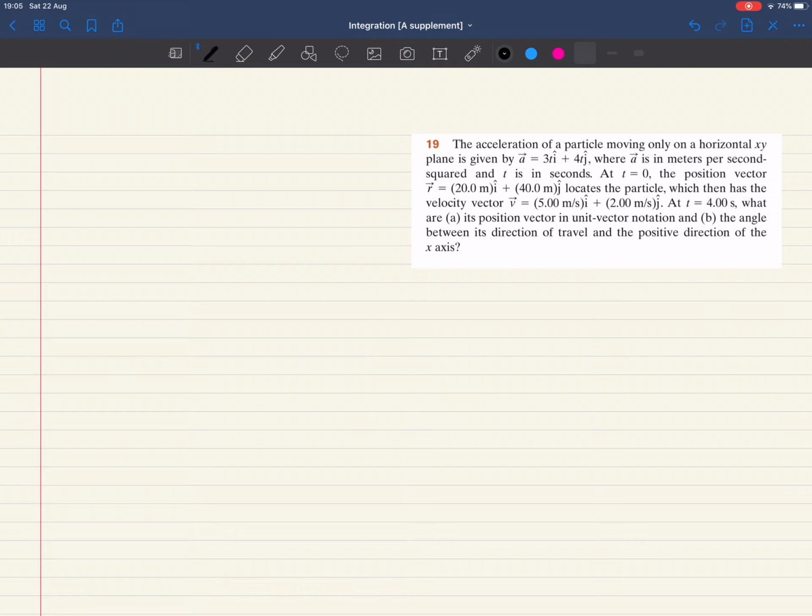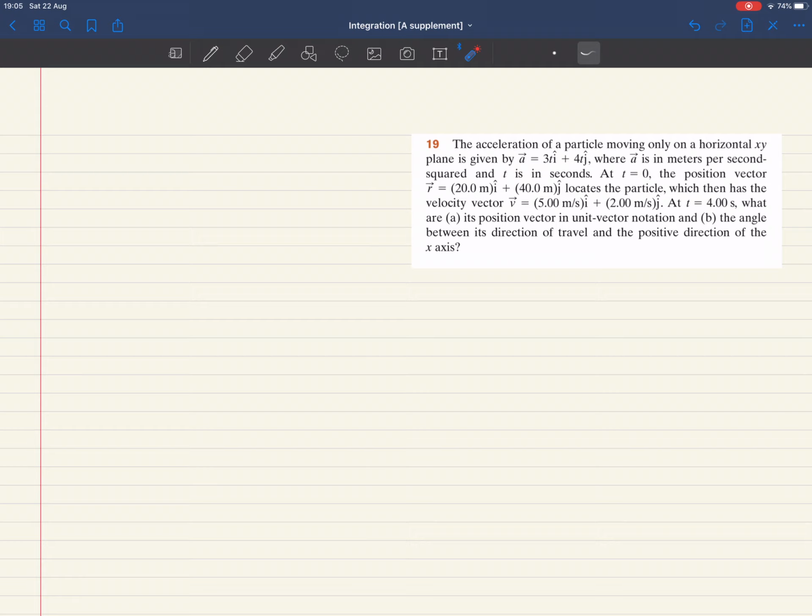So in this problem, we're given the acceleration of a particle moving only in the xy plane, which is horizontal. This already gives us a hint that our problem is two-dimensional, and our acceleration is given by this vector. Note that this vector depends on t, that is time. So we have to realize that this particle undergoing this motion has a varying acceleration.